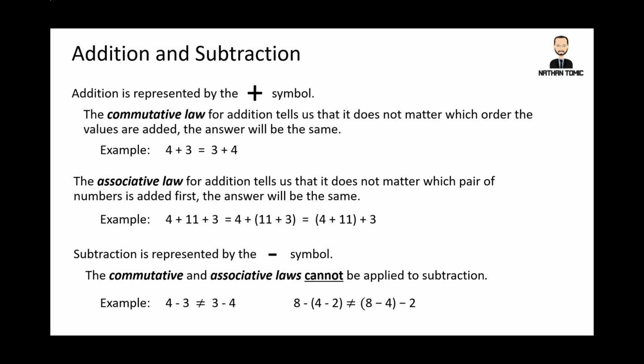And the same can be said for the associative law. 8 minus, and in brackets 4 minus 2 is not the same as 8 minus 4 in brackets minus 2. So again, if we do the brackets first, 4 minus 2, of course, is 2. Take that away from 8 gives us 6. So 6 on the left-hand side is not the same as 8 minus 4 being 4, and then take away another 2 being 2. So 6 is not equal to 2. So we cannot use the cumulative and the associative laws for subtraction. They only apply for addition.